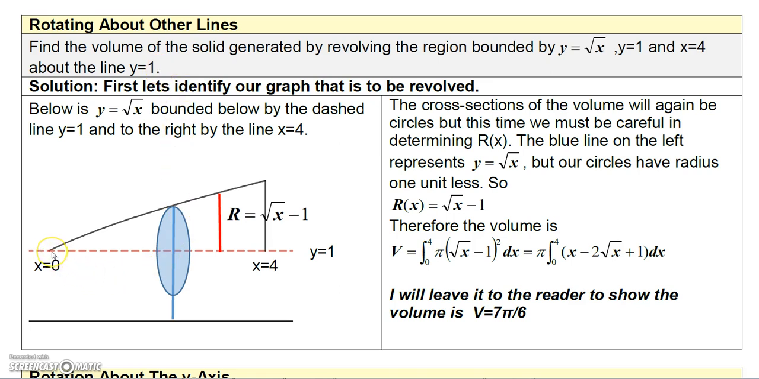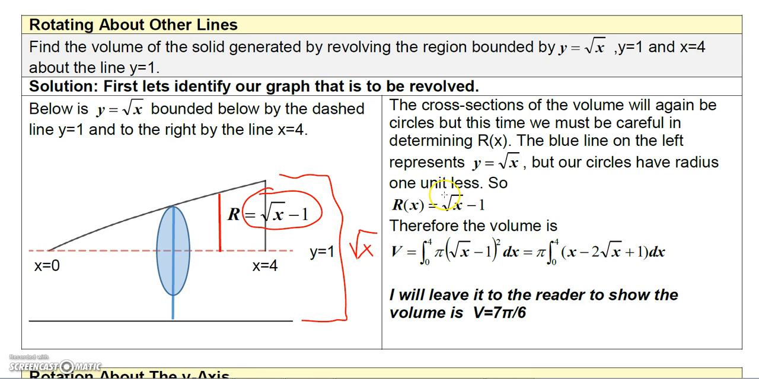So here we go, here's y equals square root of x. Okay, and so we have y equals 1 right here, and x equals 4 would be right here. If we were revolving this around the x-axis, then the radius from here to here would be square root of x. But we're actually revolving around y equals 1, so we have to take 1 away from that. So the radius is square root of x minus 1.